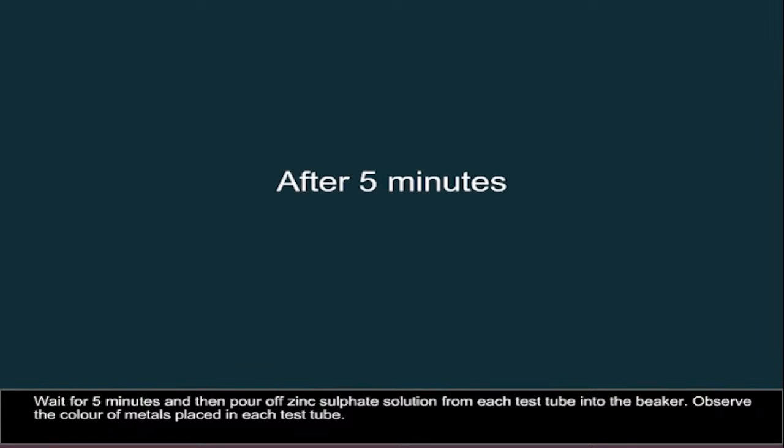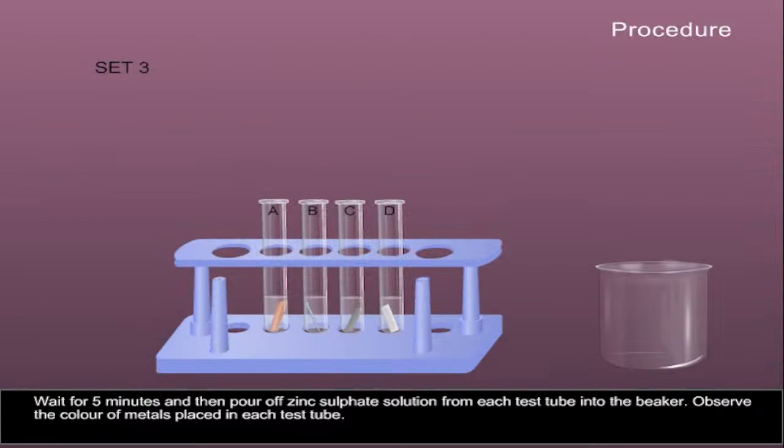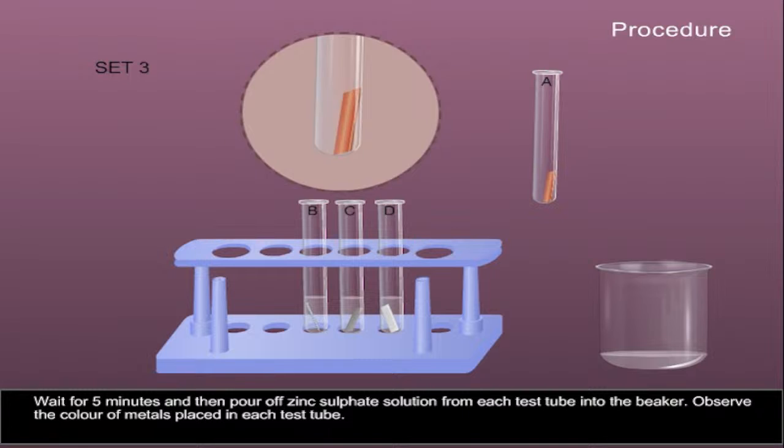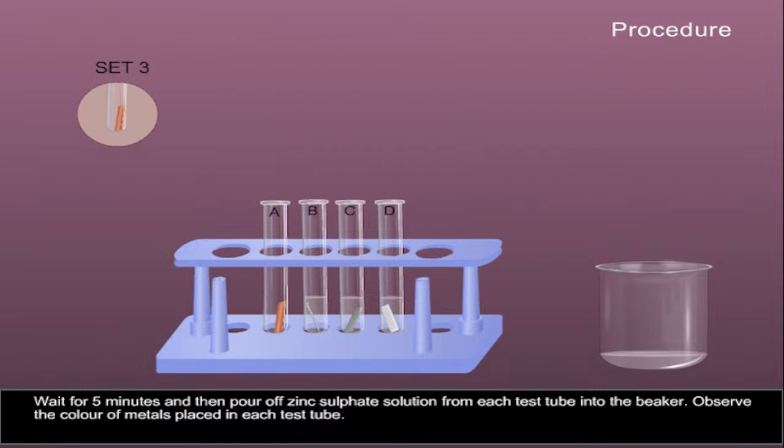Wait for 5 minutes and then pour off zinc sulfate solution from each test tube into the beaker. Observe the color of metals placed in each test tube.